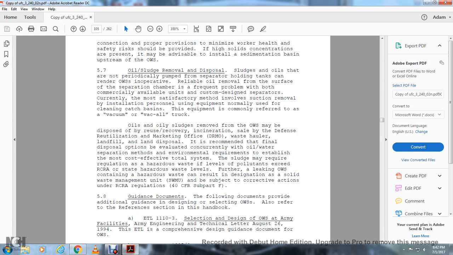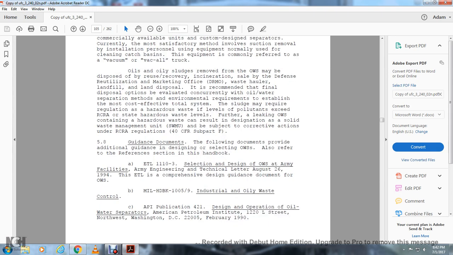Further, leaking of an oil waste separator containing hazardous waste can result in its designation as a solid waste management unit, subject to corrective action under the RCRA regulation, Title 40 CFR, Subpart F.